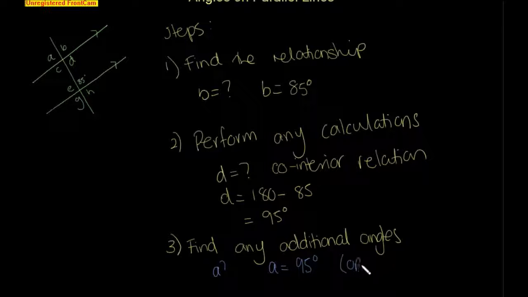So we can say A is equal to 95 because it's opposite to D, which we found earlier. So if we hadn't found D before, we would have to find its value, and then that would lead us to the value of A. Okay, so it's not always going to be a straight relationship. Sometimes you have to find other values.